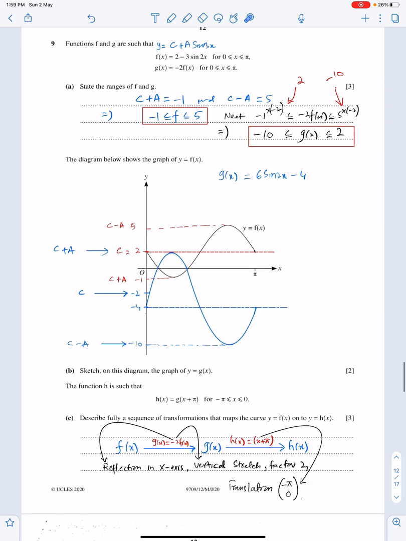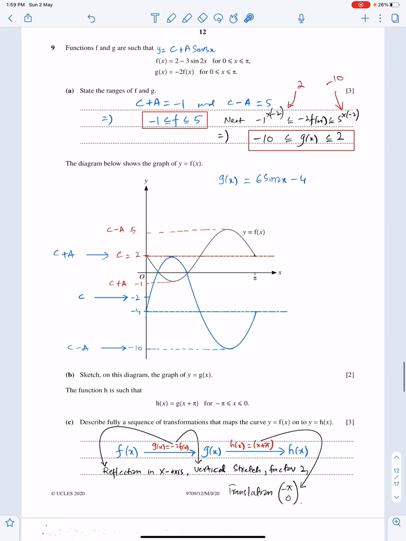Next part. This is h of x, g of x plus pi for this domain. Describe fully a sequence of transformations that maps f of x onto h of x. So this is very important. We don't have any relation which will transform f of x into h of x directly.